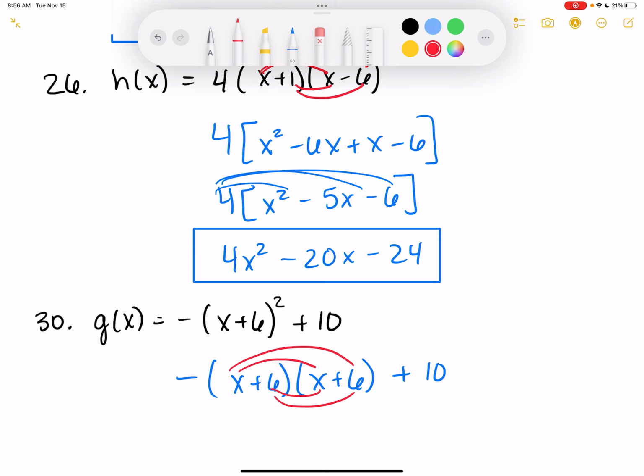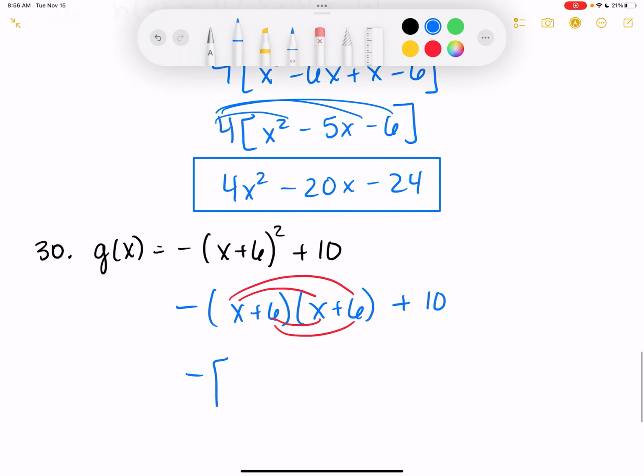So keep the negative sign. I'm going to do the bracket again since I've got other stuff going on. So I've got x squared plus 6x plus another 6x plus 6 times 6 is 36. And then outside of my bracket, I have the plus 10. I do that so that I don't get confused and put the negative sign all the way through to that. That's why I bracket it off like that.